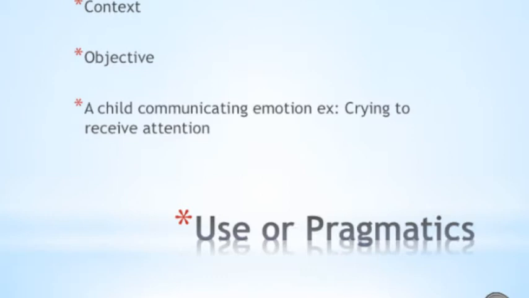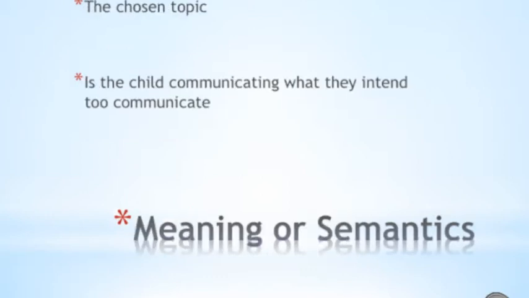Secondly is meaning or semantics, which is really the chosen topic or area of communication or idea that a child is trying to communicate. And are they aware that they are communicating what they intend to say? Are they on the same topic that you're referencing? Do they mean the theme that you mean instead of just repetition? Are they saying a word with awareness as to what it means and the implications for that word?